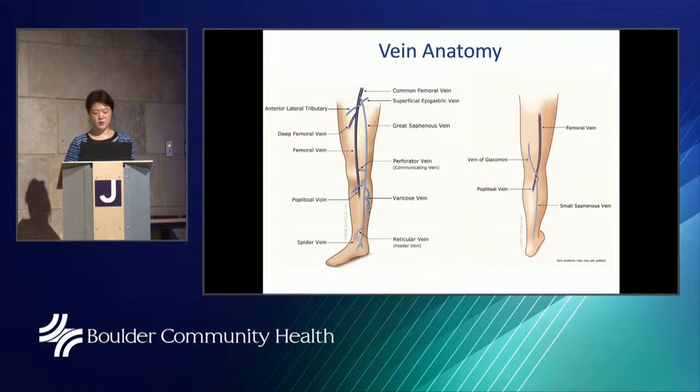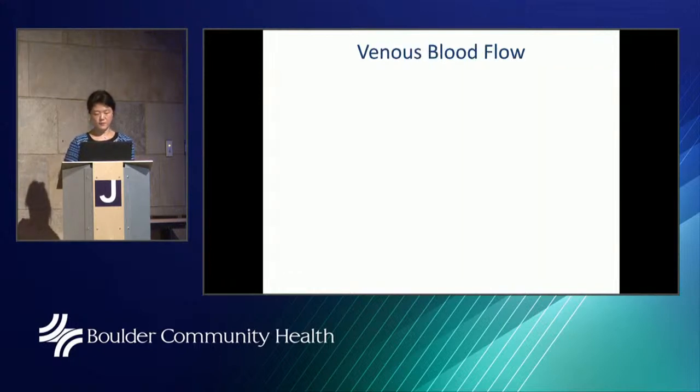When the valves are broken, blood pools, and it has to go somewhere. And there are a million and one other little vessels that communicate with the great saphenous system and the lesser saphenous system, or otherwise called small saphenous vein, that then subsequently get the brunt of this pooling. And when these little vessels pool, that's when they become the large ropey varicose veins that you see externally.